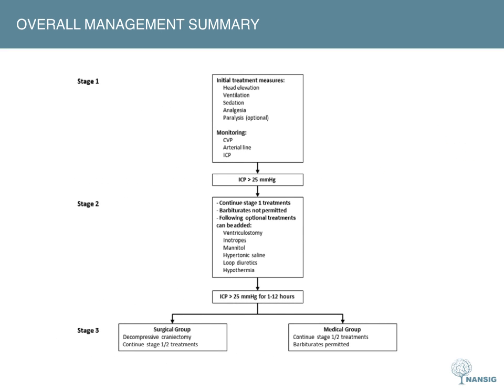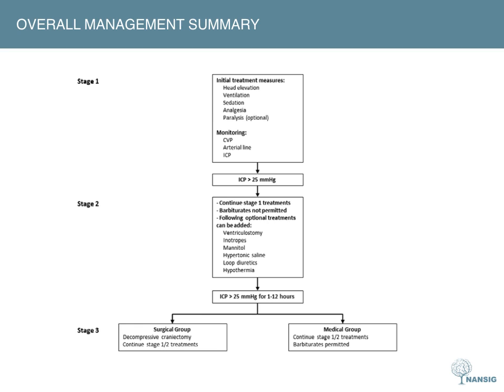So in summary, this is a flowchart taken from the Rescue ICP study protocol, and it serves to illustrate two things. Firstly, it should serve as a useful summary of what we've covered today, and secondly, it serves to illustrate where we are right now today in terms of our evidence base. So we know that we should be managing patients with basic measures such as head elevation and hyperventilation. We also know that monitoring their ICP is extremely important in reducing secondary injury.